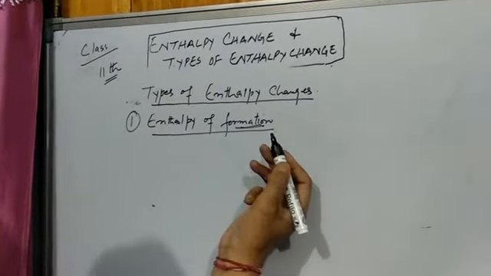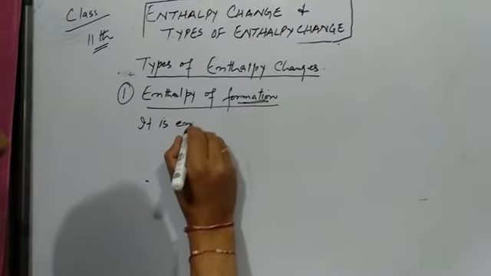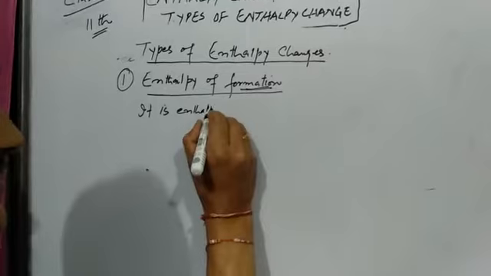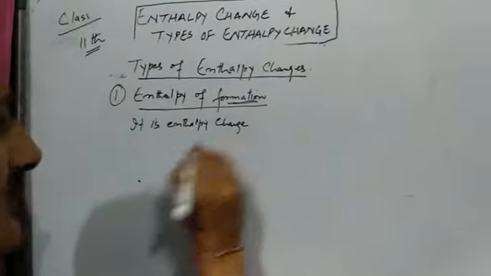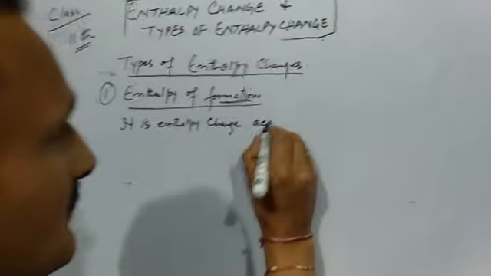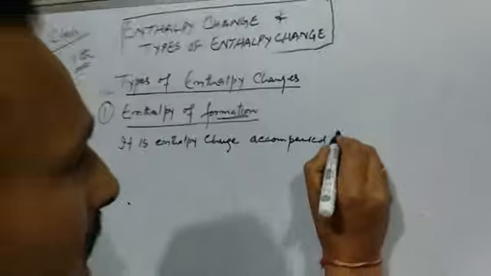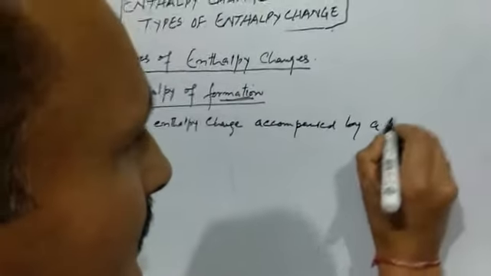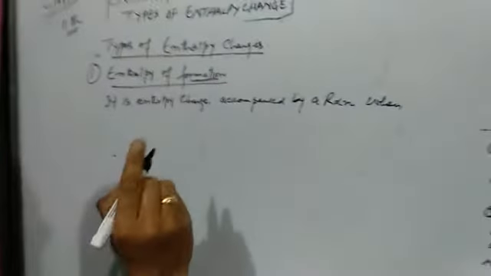So what is enthalpy of formation? It is enthalpy change. That is change in heat accompanied by a reaction. But when, how much substance is formed? 1 mole. So this definition is restricted to 1 mole.